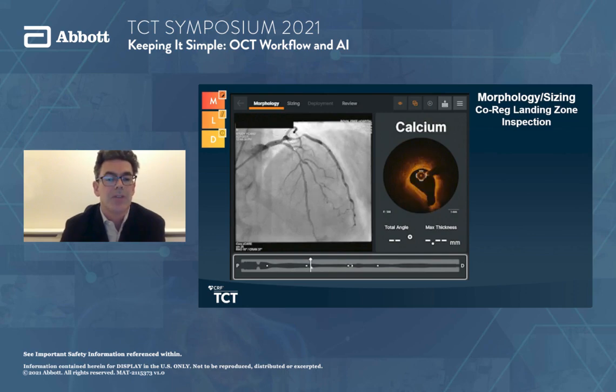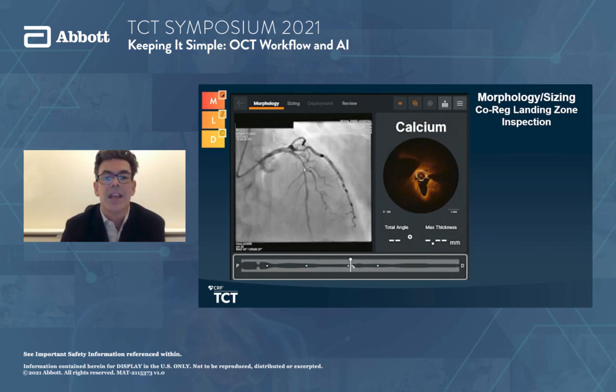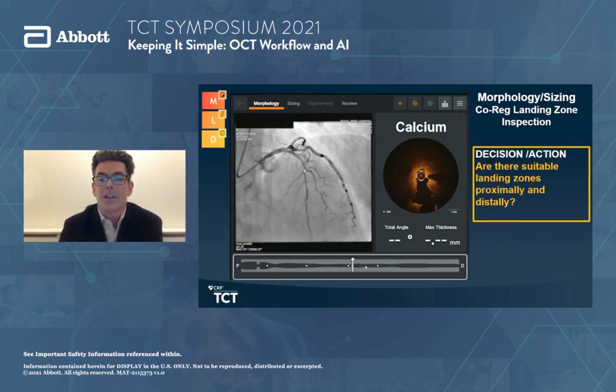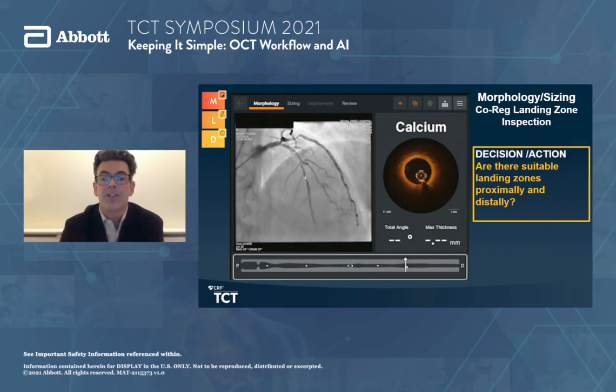You may have noticed when we did the initial inspection that there is a significant lesion at the ostium. You can see it here. The questions that I therefore have to answer at this stage are: are there suitable landing zones proximally and distally? And the answer from this initial morphology inspection is yes. So I move from the morphology part of this program to sizing.